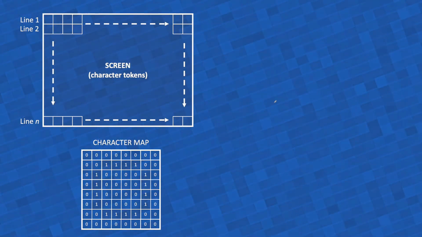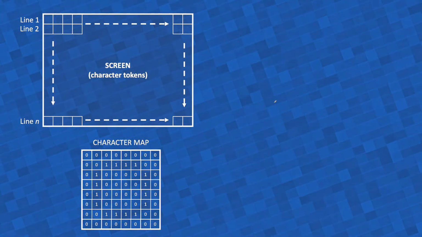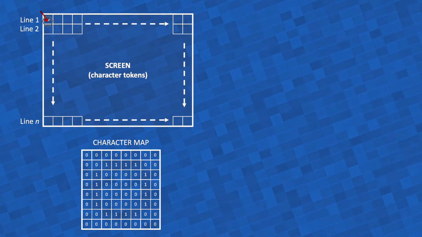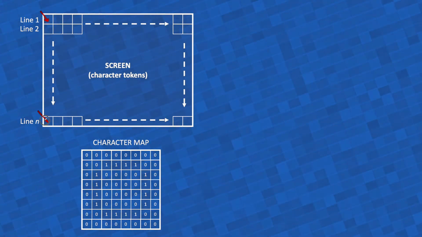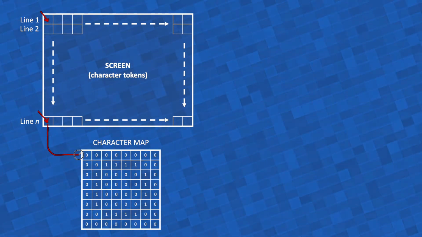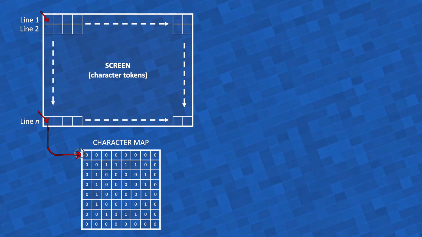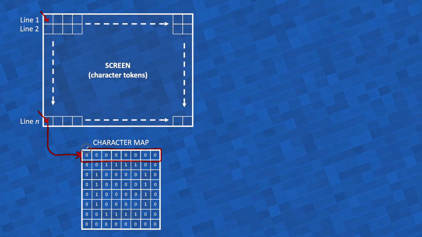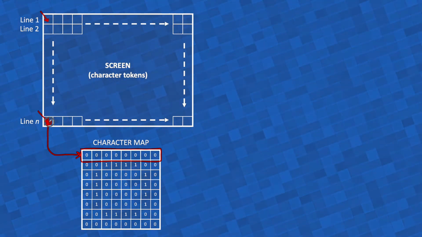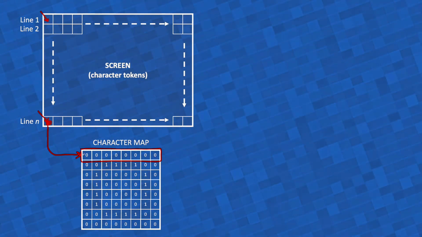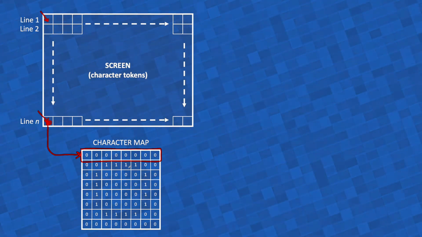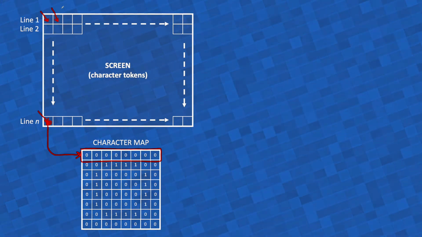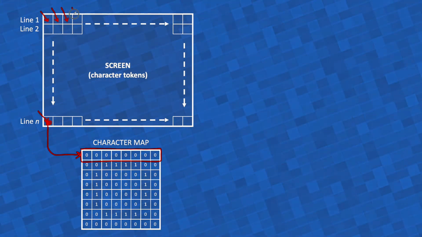Okay, so let's visualize what Cavia has to do. Here's the screen. It's basically a 2-dimensional matrix of character tokens. Each of these little tokens here is basically the address of the first byte of the corresponding character in character memory. So it's just the address of this guy here. So if this token here corresponds to an O, then its contents will be the address of the first byte of the O character in character memory. Each one of them will contain the address of the first byte of its corresponding character.